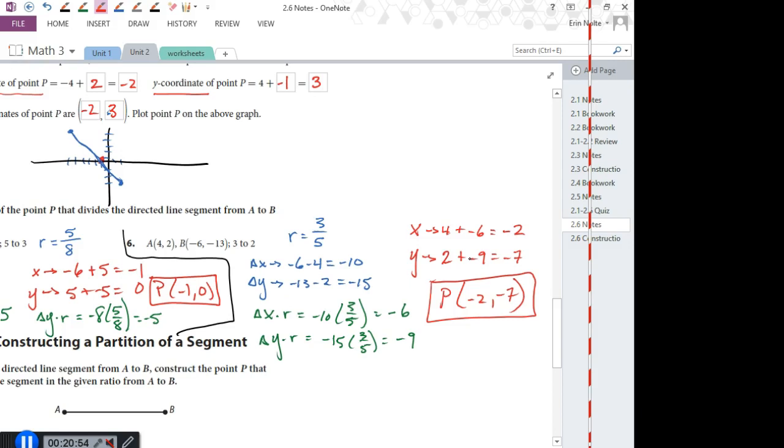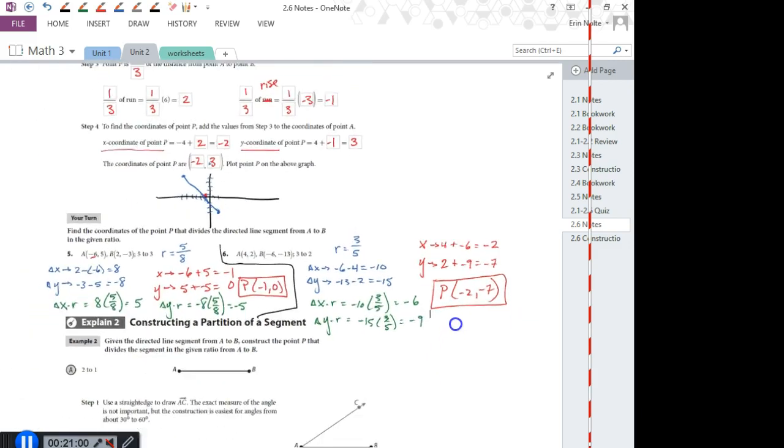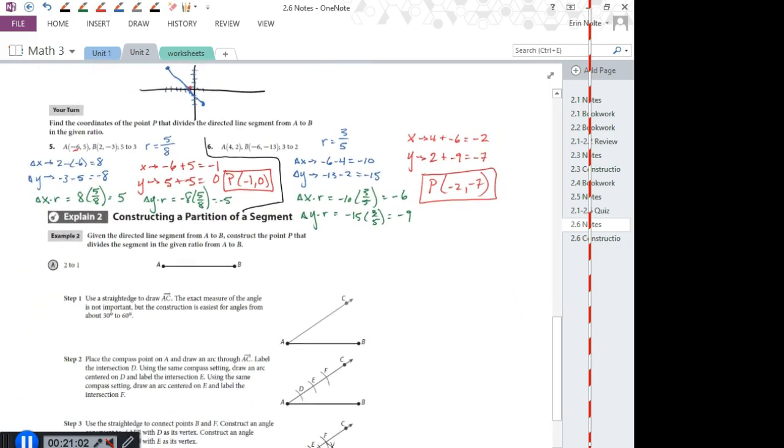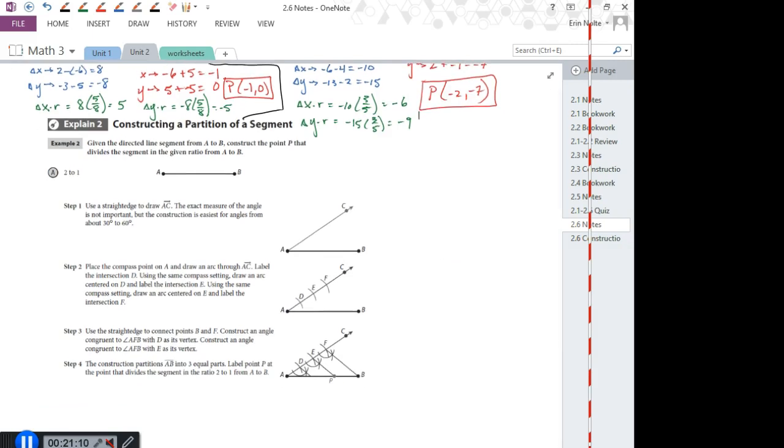Not too bad? It's kind of a lot of steps, isn't it? Okay. The second half of this is now doing a construction. So grabbing a compass and a ruler and actually cutting a segment into whatever ratio they want. So we are going to do this. I'm going to just give you the steps really fast and then we'll do it together.